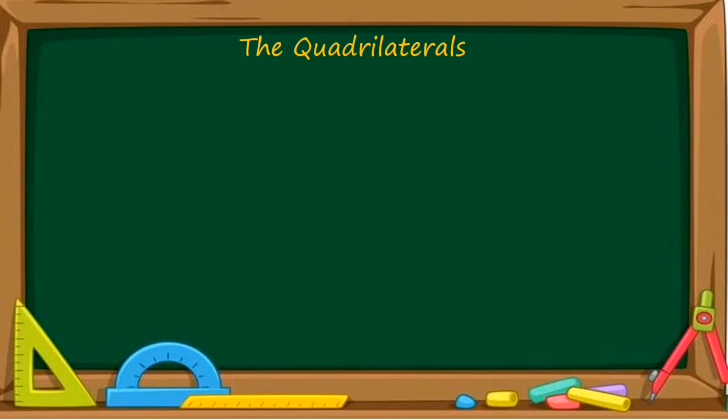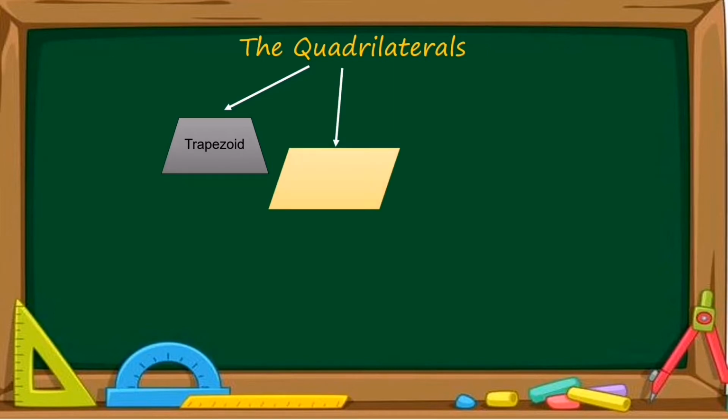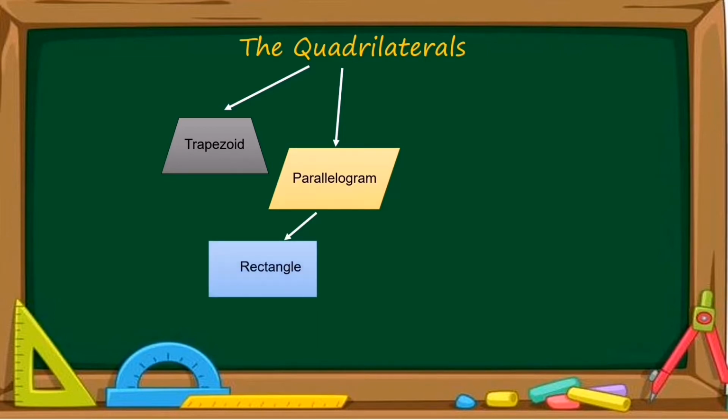Basically, quadrilaterals are categorized according to the number of parallel sides. If the quadrilateral has one pair of parallel sides, it is named as the trapezoid. If the quadrilateral has two pairs of parallel sides, it is named as the parallelogram. Under parallelogram, we have a rectangle. It is a parallelogram with all angles that are congruent.